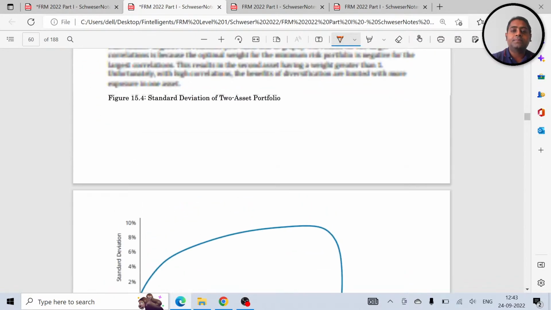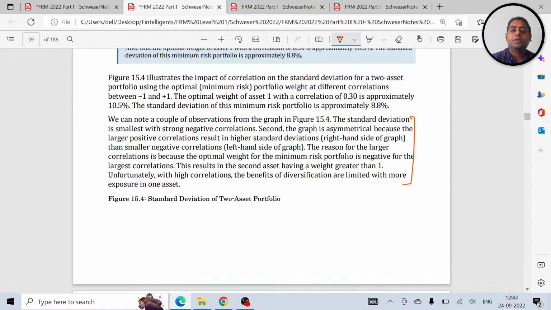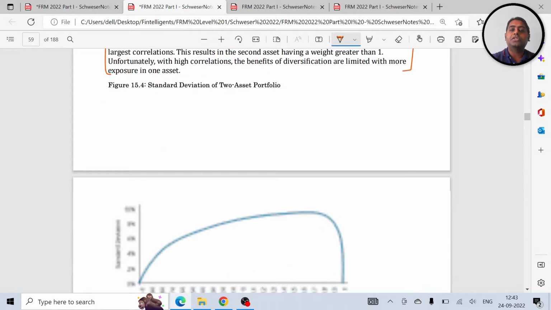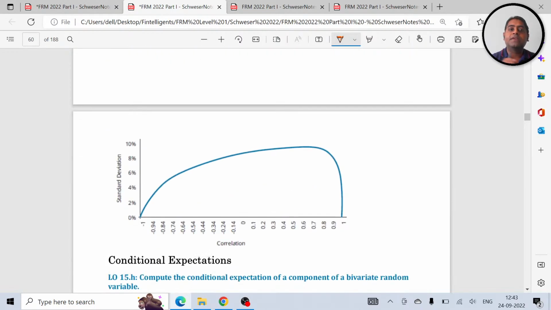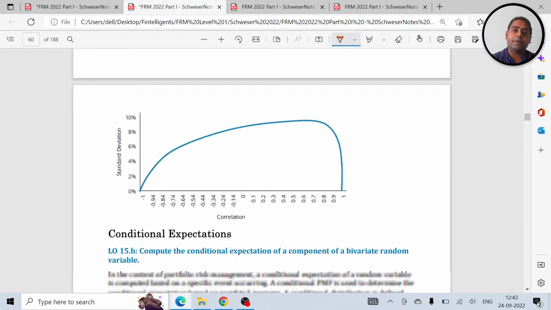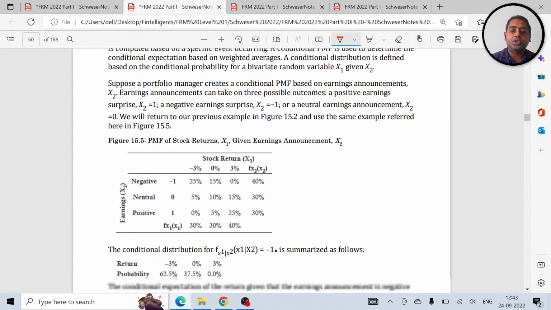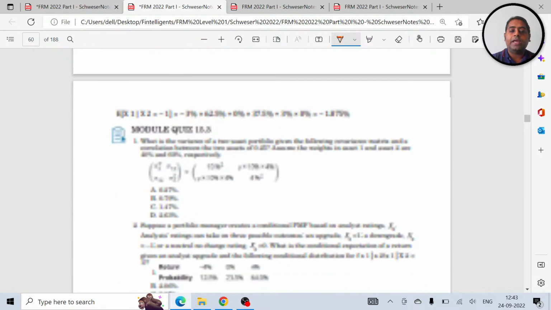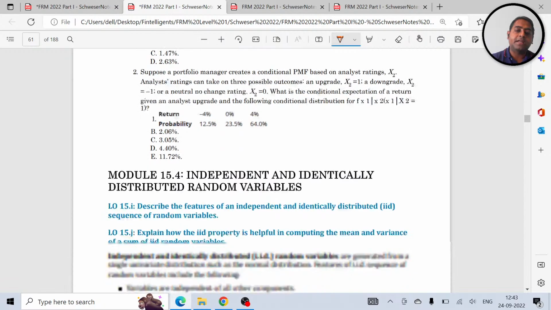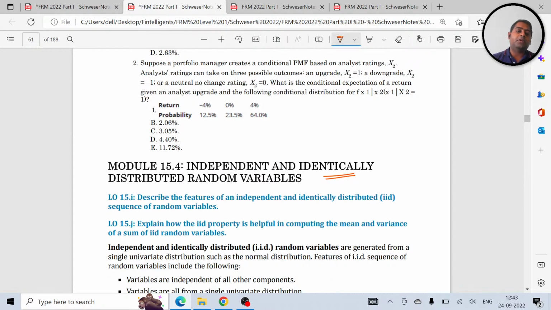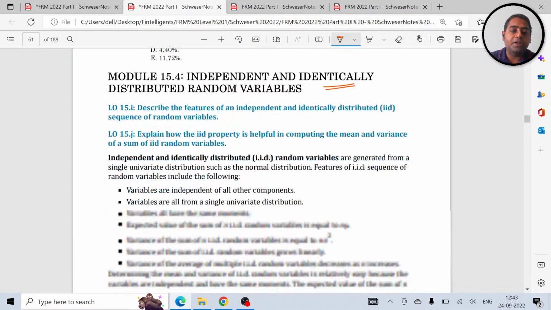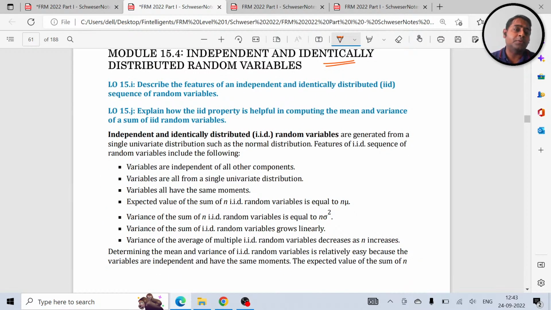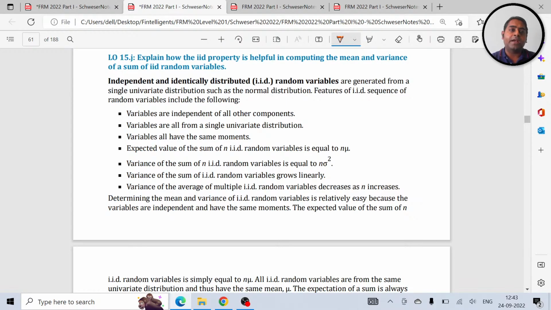Further, this part, the logic that diversification gives you when there is a lower correlation. That part. Conditional expectation, not likely, I don't think that is getting tested. IID is also not very important from the exam perspective. You can just read it for reference, but it is very unlikely that they might ask you explicit questions on the basics of IID.